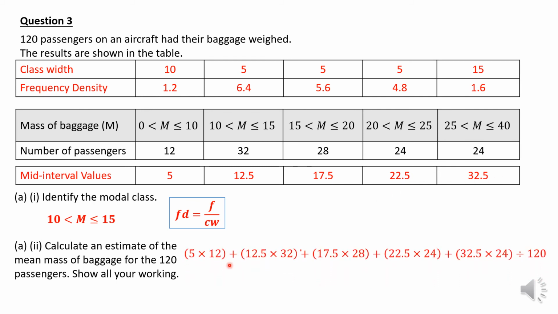Now if I have that, I multiply the mid-interval times the frequency for each class and I add them up, and then I divide by the total frequency. Once you divide by the total frequency, you should arrive at an answer of 18.9.